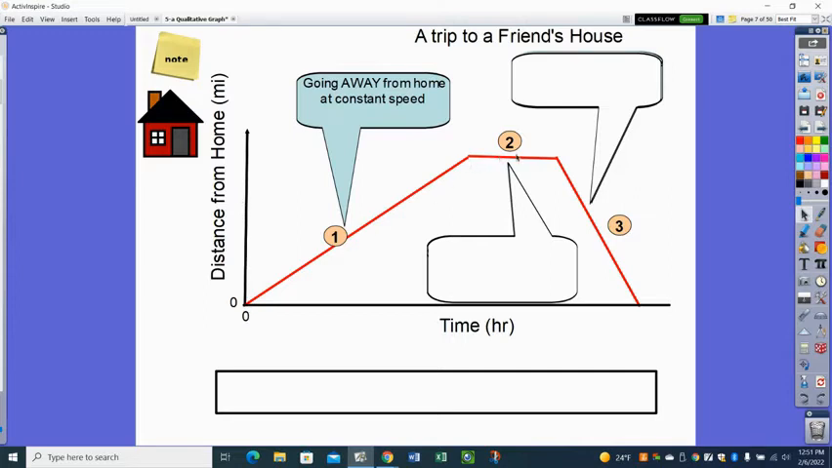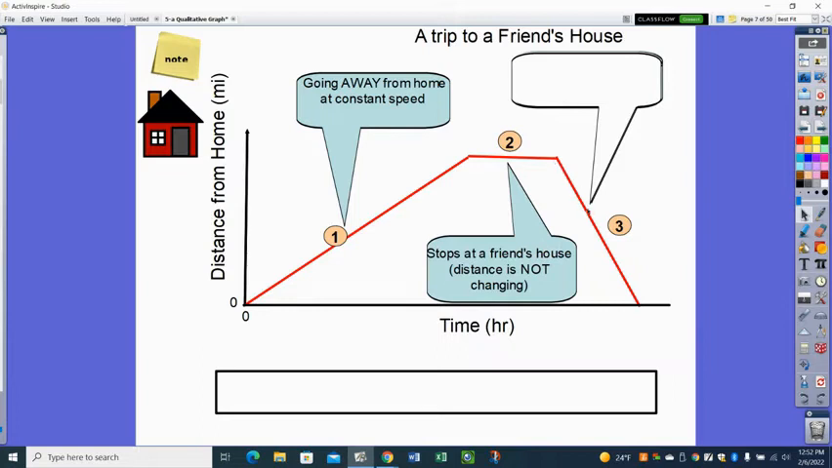What's happening in this second piece? Notice that time is going by, and look what's happening with our distance from home. It's kind of flatlined. Did you say that that's the part where you're at your friend's house? Your distance from home isn't changing. So that's where you're at your friend's house, playing video games or something.